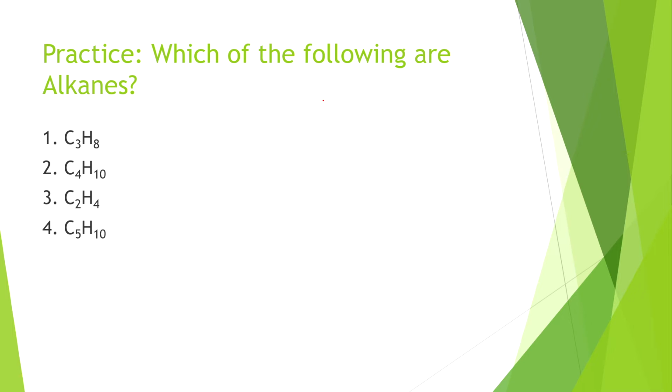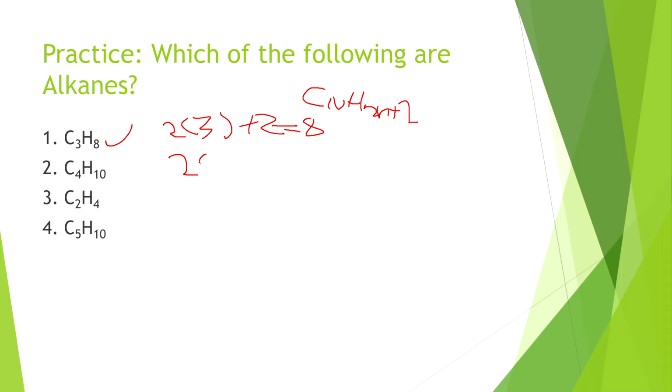So based off the formula we learned previously of CnH2n+2, let's classify these as alkanes or not alkanes. So we see here that the number of carbons is 3. So let's take this and plug it into the number of hydrogen atoms. So 2 times 3 plus 2. We get 8. And this is the same as the amount of hydrogens. So this is an alkane. Similarly, let's do it for number 2. 2 times 4 plus 2, which equals 10. It matches with the number of hydrogen atoms. So check, this is also an alkane.